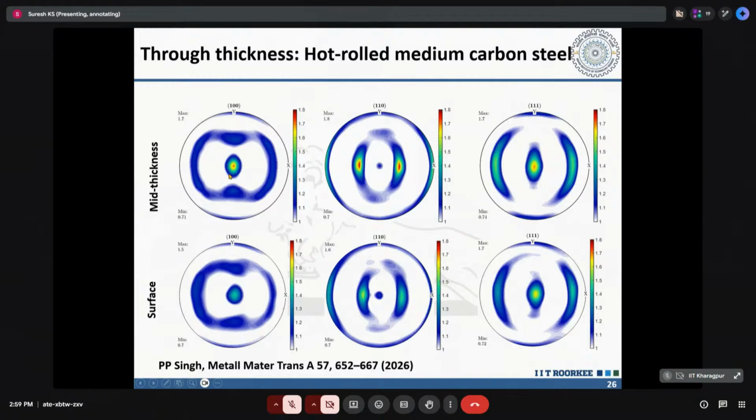Now, in this particular example of a hot rolled medium carbon steel, we can find that qualitatively the surface and mid thickness regions have very similar pole figures, but quantitatively there is a good difference. However, it may not be the same for all the cases.